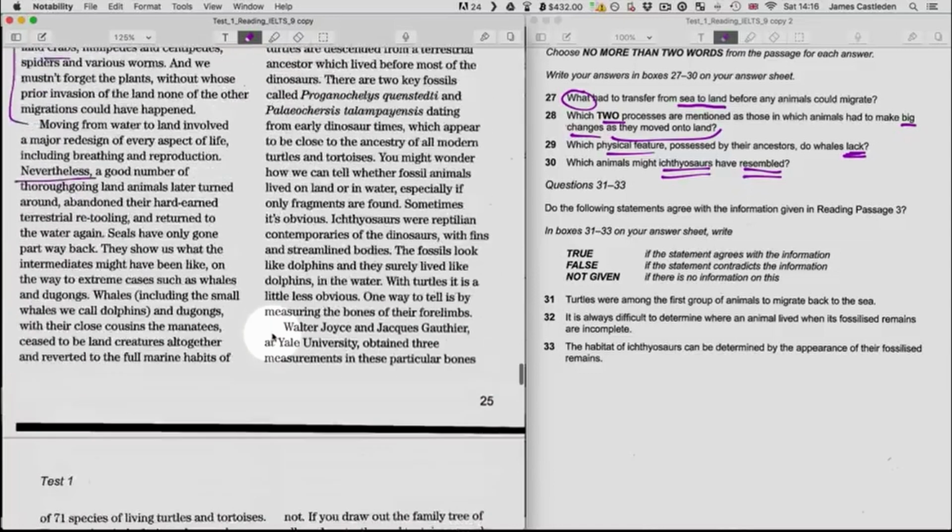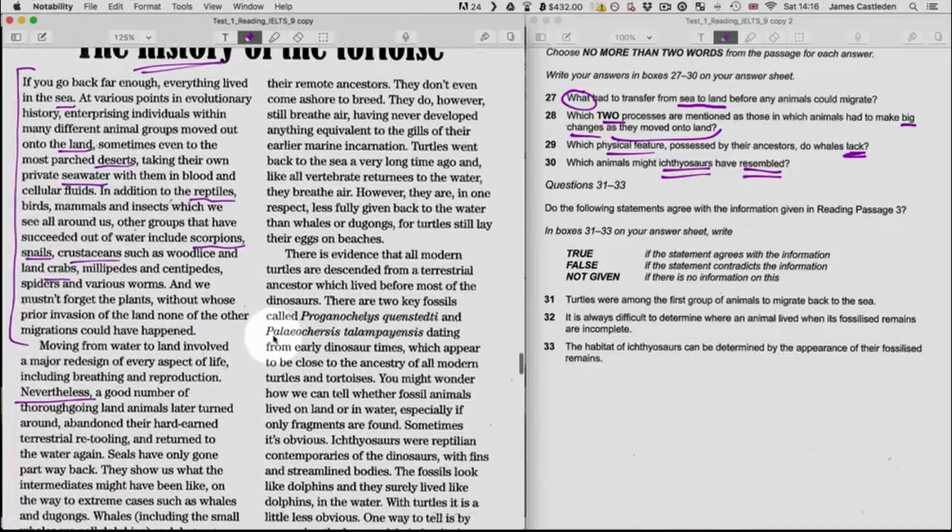Nothing there really. Don't even. They do, however. There is evidence that. Sorry, I forgot to read the first sentence here.